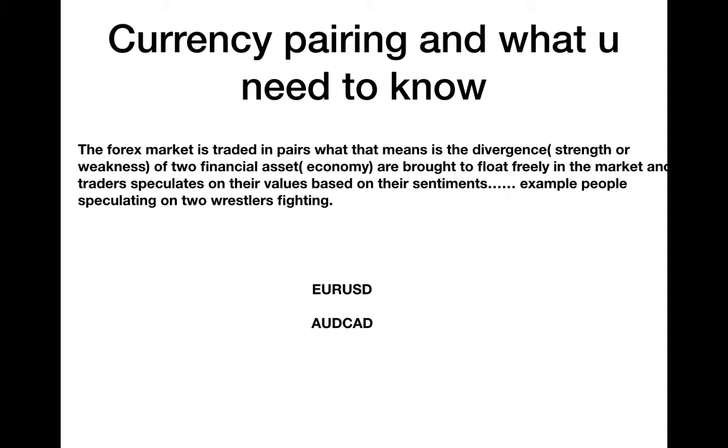If they say sell AUD CAD, that means you are forecasting that AUD will be weak. It will go down. As simple as that. Don't confuse yourself. That's what it is. So now, the forex market is traded in pairs.